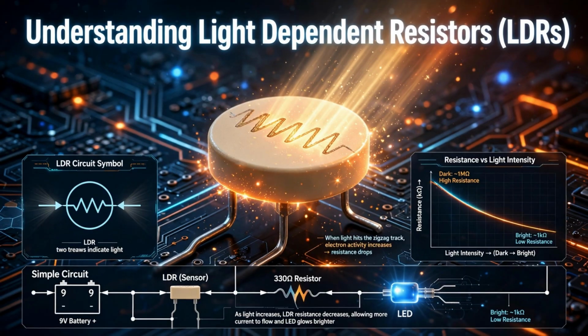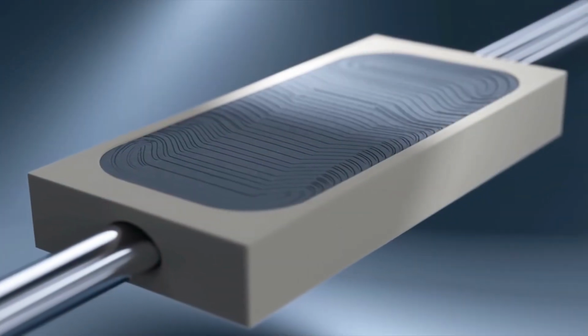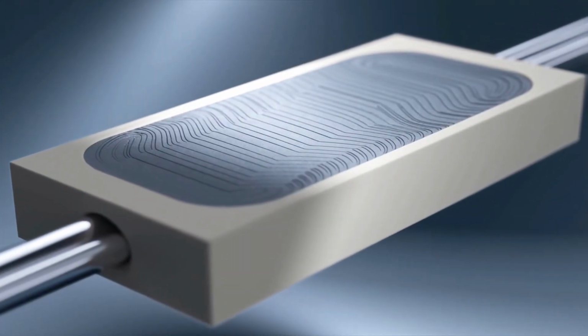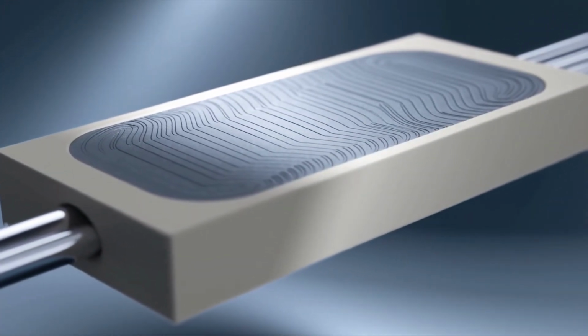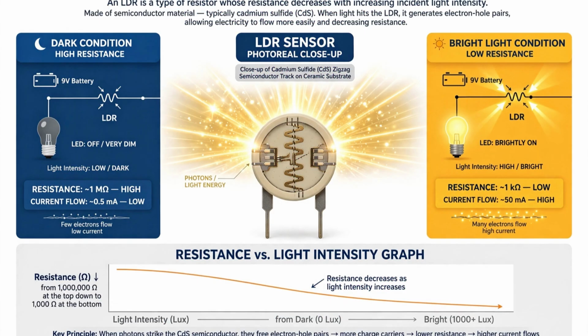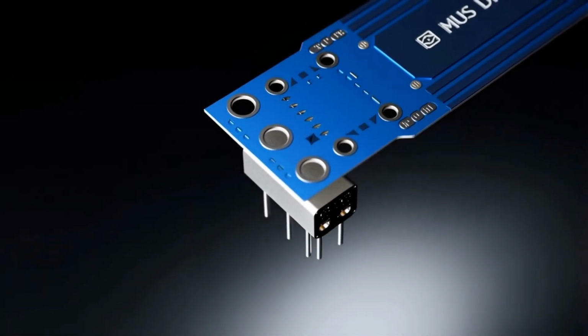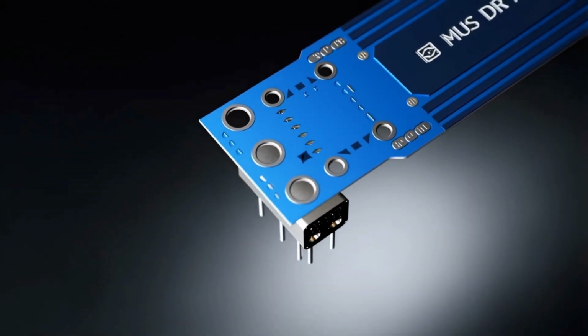Today, we're diving into the fascinating world of light dependent resistors, or LDRs for short. So, let's shed some light on this amazing component. An LDR is a type of resistor whose resistance decreases with increasing incident light intensity. It's made of semiconductor materials, typically cadmium sulfide.